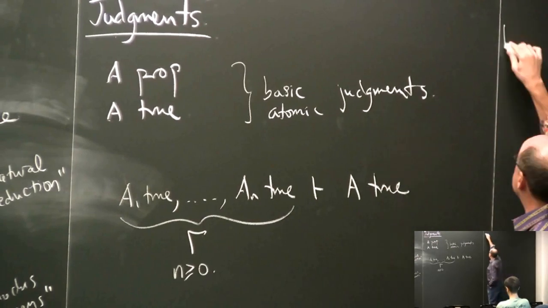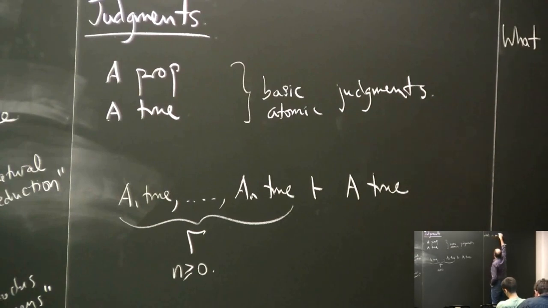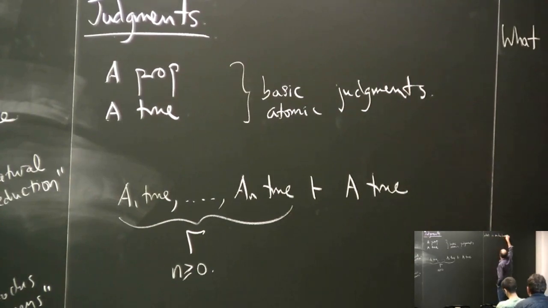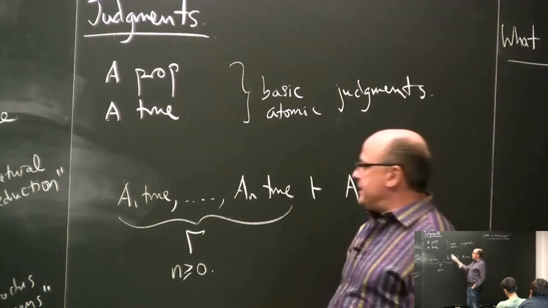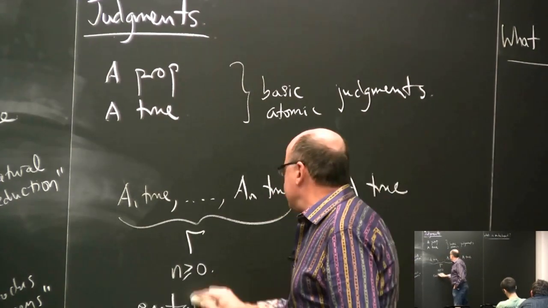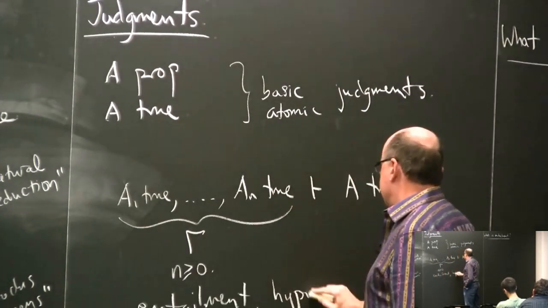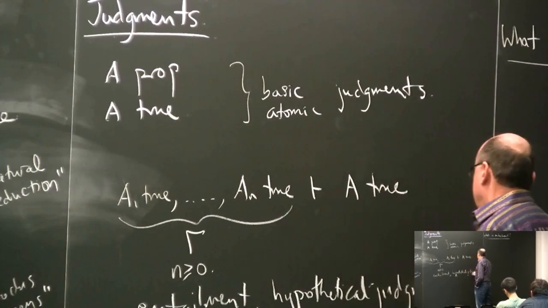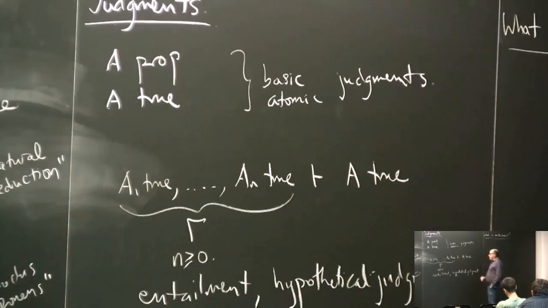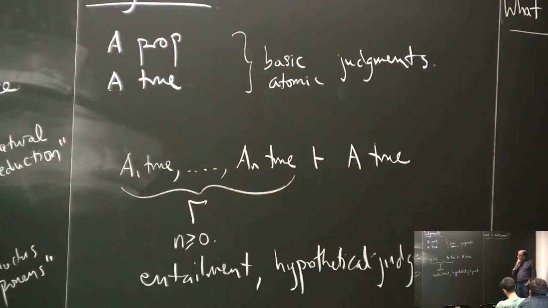What are the properties of logical consequence? Let me just write entailment, it's a little shorter to write. As I mentioned, this is called entailment, and it's also called, especially by Martin-Löf, the hypothetical judgment, because it's a judgment made under hypotheses. Those are the hypotheses.